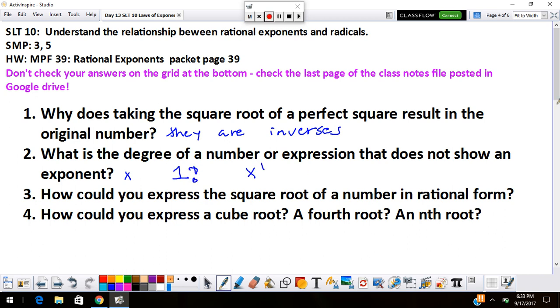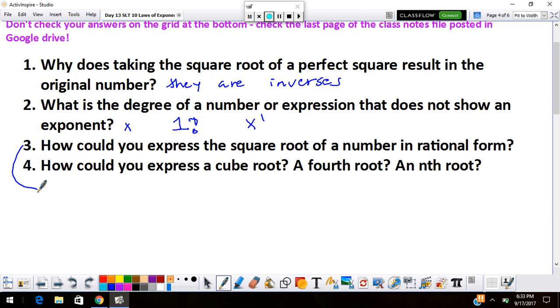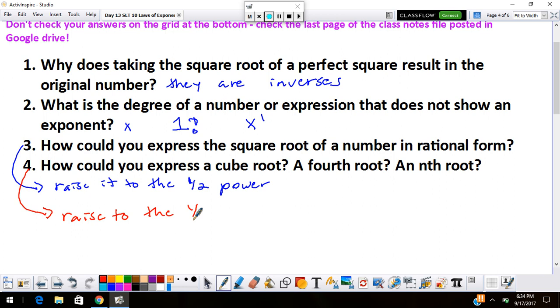How can we express the square root of a number in rational form? Raise it to the 1/2 power. And number 4, how could we express a cube root, a 4th root, an nth root? Raise to the 1/3 power. 1/4 power. 1/n power.